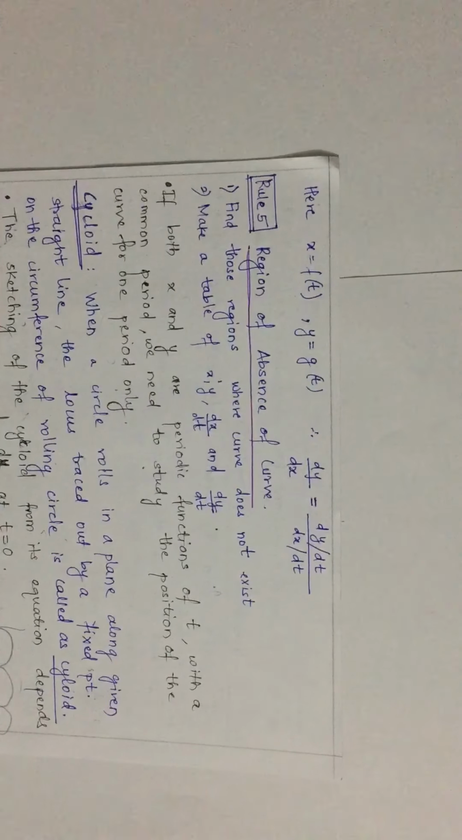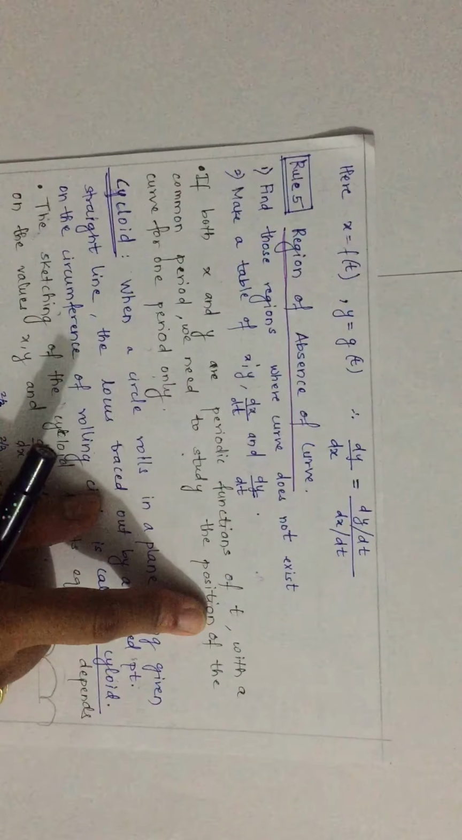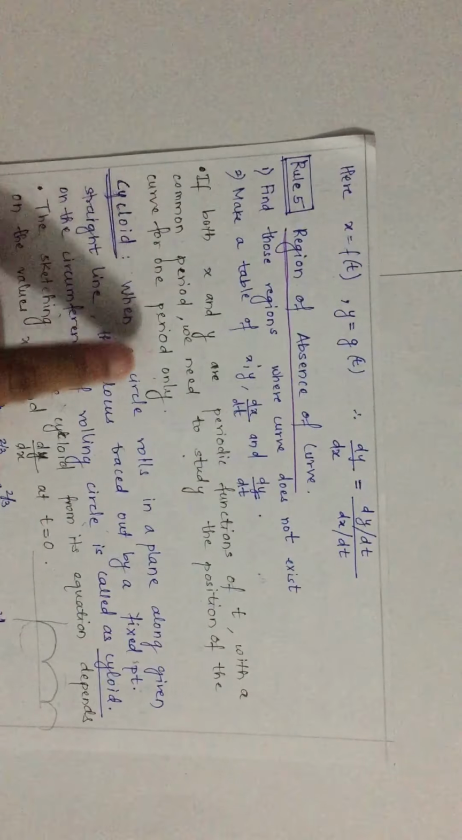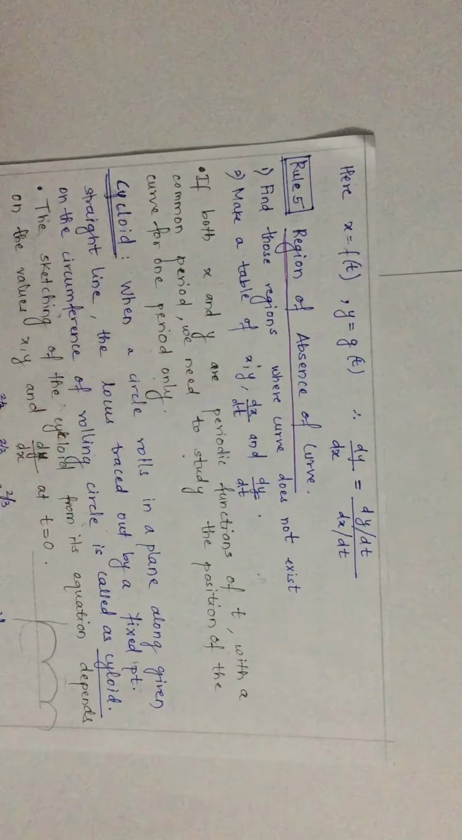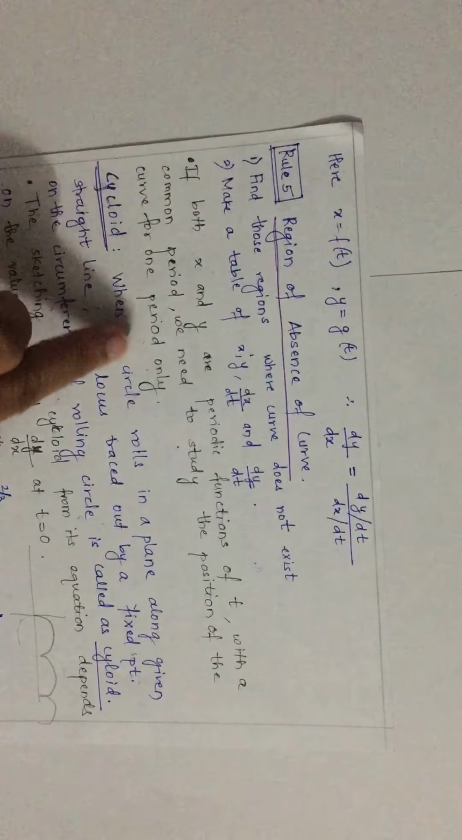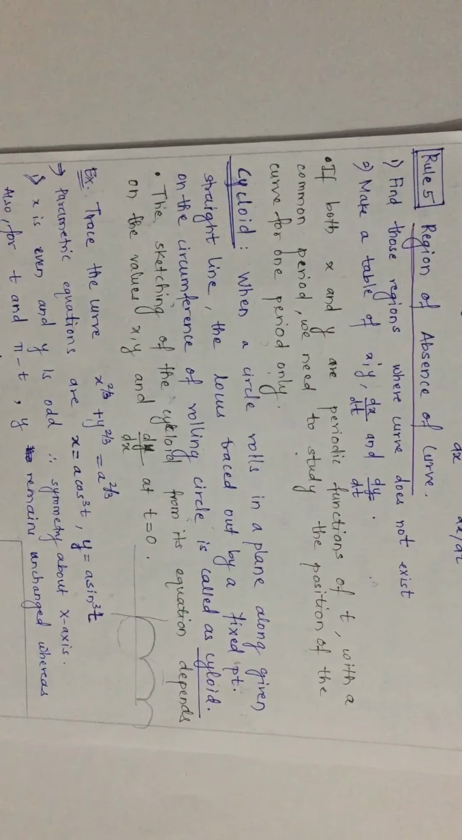Note down that if both x and y are periodic functions of t with a common period, we need to study the position of the curve for one period only. So if you observe x and y are periodic functions and both have the same period, we can study the curve for one period only. Next we see one definition.